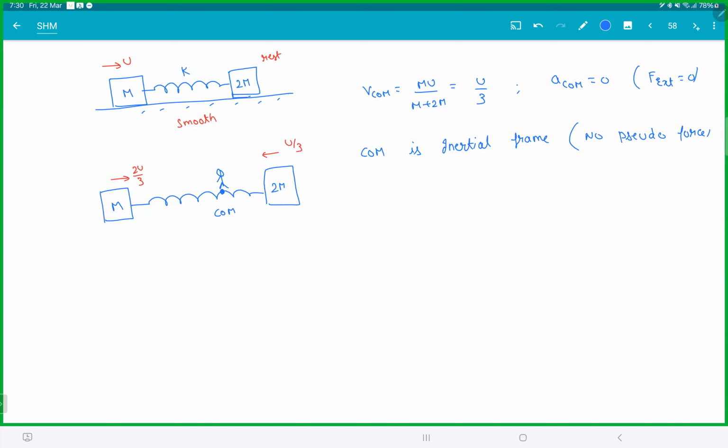So if you ask these two blocks, what will they think? The two blocks will think this point is fixed. Then the whole system behaves as if this guy is connected to this thing of length 2l by 3, and this block is connected to length l by 3. Isn't it? You can just cut the spring at the center of mass and treat them as two springs, and this spring constant will be how much? 3k by 2. This spring constant will be how much? 3k. So this time period will be 2 pi root over m by 3k by 2. This will be 2 pi root over 2m by 3k. Answer should come same.